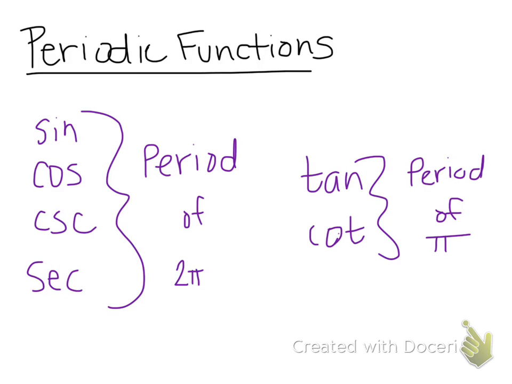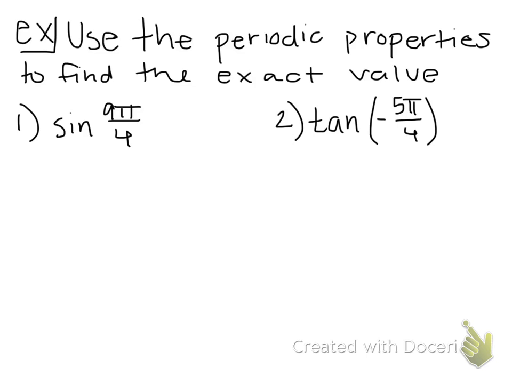Just to show you how this works, and again, you can use whatever method you want when you're doing problems like this. I ultimately just want to know what the answer is. So I want to know what the exact value of sine of 9 pi over 4 is.